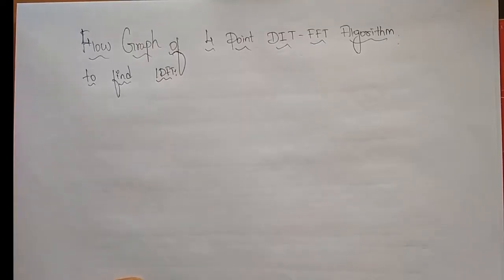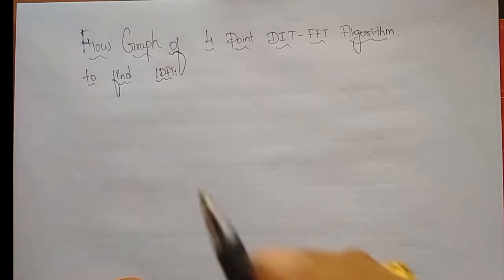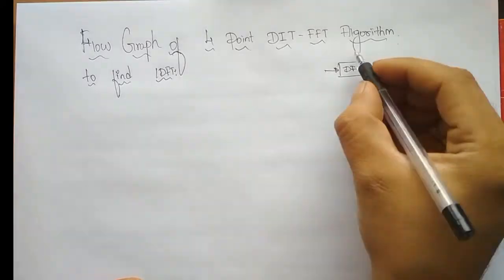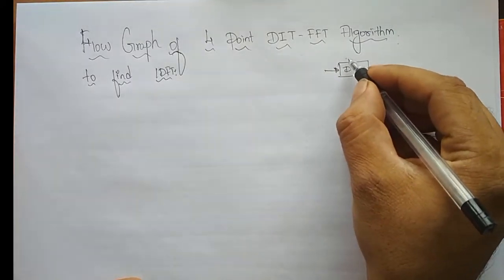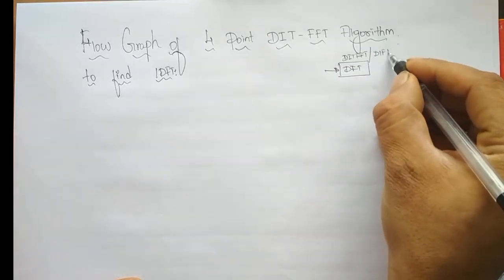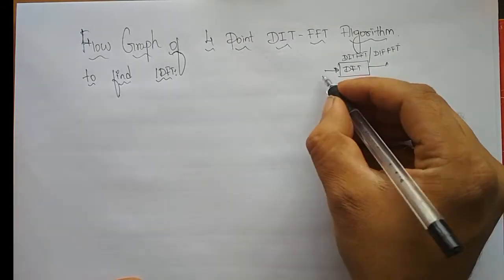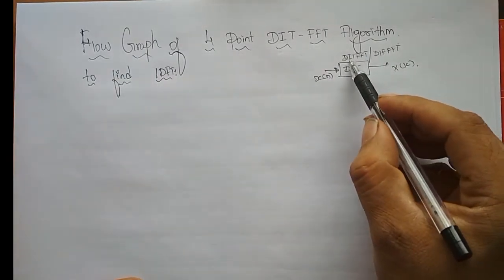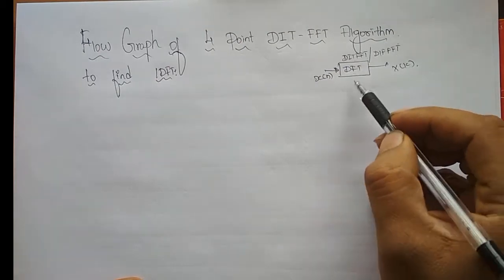Hey guys, in the previous videos we discussed 4-point and 8-point decimation in time and decimation in frequency FFT algorithms. There we found the DFT. Actually, those algorithms we used to find DFT. In the sense we had a DFT block with DIT-FFT or DIF-FFT, right? And the input was x of n in time domain, the output was X of k in frequency domain. So we use DIT-FFT as well as DIF-FFT to find DFT.